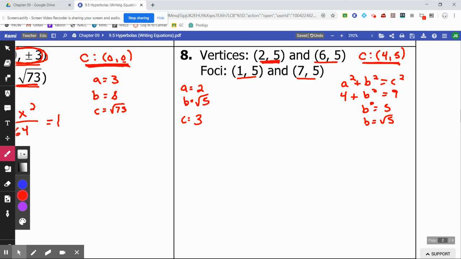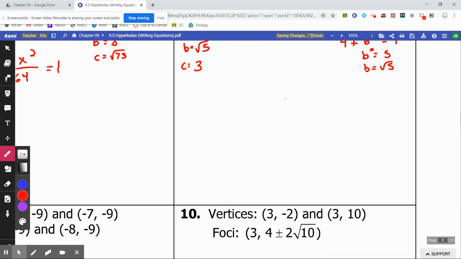Next up, let's find out, is this a horizontal or vertical? This point, if you were to plot 2, 5 versus 4, 5, this point is to the left because you only went over 2 here, you went over 4 here. So this is to the left and this is to the right, so therefore this is horizontal. Since it's horizontal, the x stuff will be first. So x stuff squared over a squared minus y stuff squared over b squared is equal to 1.